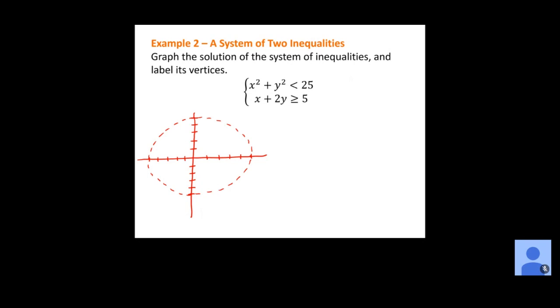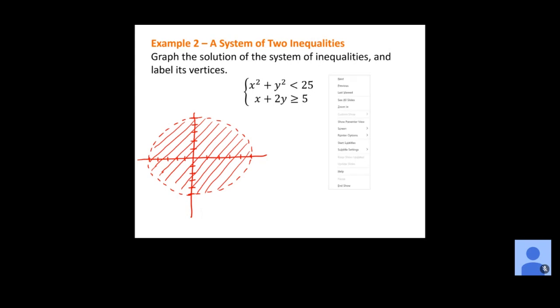Now, once we have that, we know that we shaded everything inside here. So I'm going to go ahead and put that shading on here also. Now, this time, since it's a system of inequalities, the next step is we're going to graph that other inequality on the same graph here.